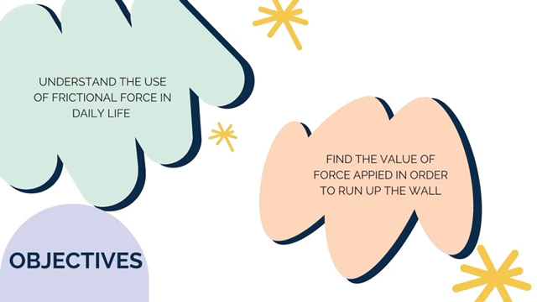And now, let's go over the objective of our assignment. Our presentation focuses on the situation where Macgyver tries to run up a wall using frictional force. Through this, we aim to understand the use of frictional force in daily life and to find the value of force applied in order to run up the wall. With that, let's begin our presentation.